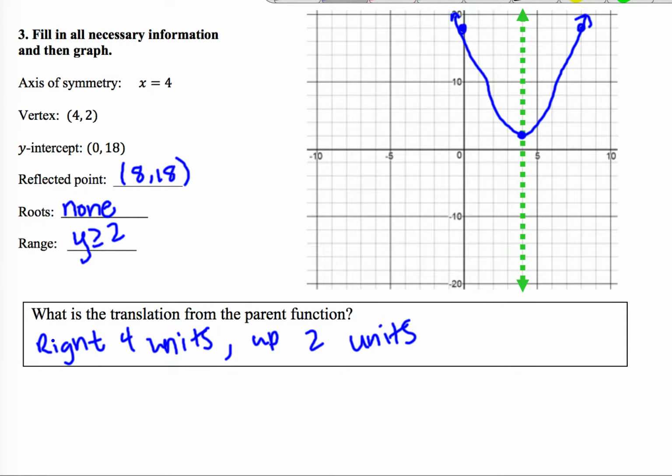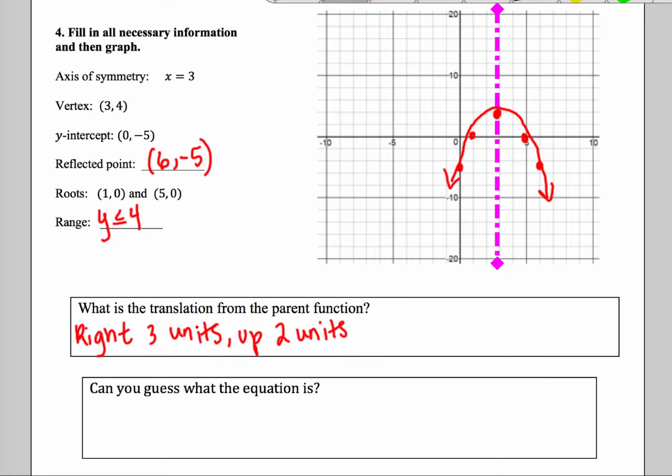Here's the next one. Axis of symmetry at 4, vertex at 4, 2, y-intercept at 0, 18. The reflected point, therefore, is 8, 18. There are no roots, and y is always greater than or equal to 2. So we moved right 4 units and up 2. And to the next one.